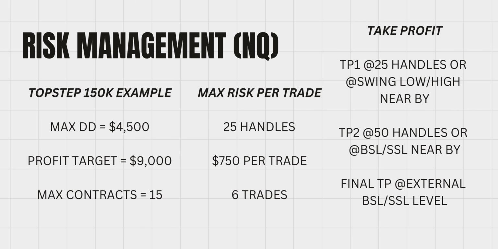Let's talk about your second take profit. Usually my second TP is around 50 handles, and this is also near a buy side or sell side liquidity level. My final take profit is an external buy side or sell side liquidity level. This is usually around 100 handles or even more. I will trail my stop, and if final TP wants to get hit, it can get hit. If it doesn't, then I really don't care, because I've already secured TP1 and TP2. So hopefully that makes sense. That is a full risk management plan for you guys.